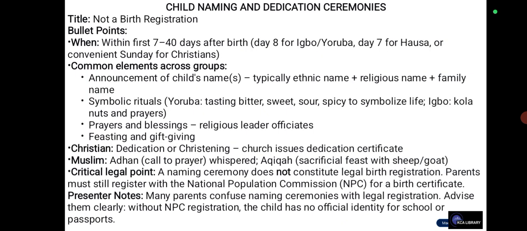Now let's talk about child naming and education ceremonies. Within the first 7 to 40 days after birth, child naming takes place. Common elements across groups include announcement of the child's name, then symbolic rituals, then prayers and blessings, then feasting and gift giving. So for Christians, the church will issue a dedication certificate, but for Muslims, they will whisper the adhan, and do the aqiqah.